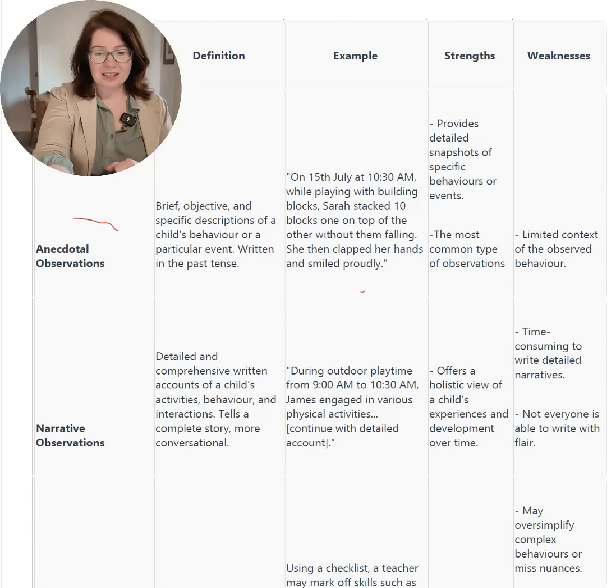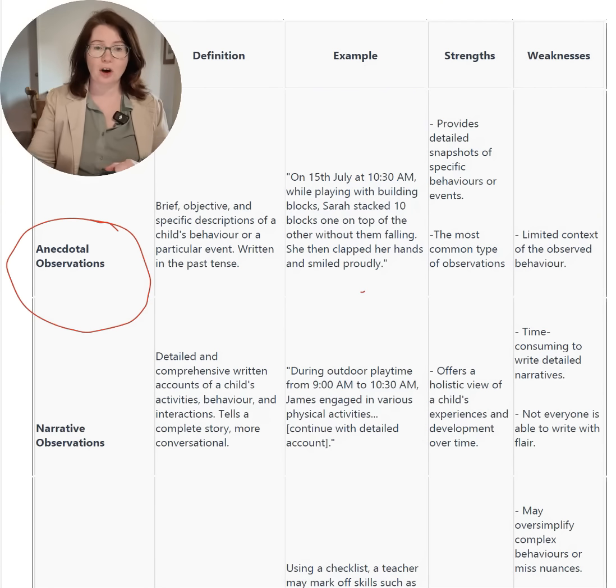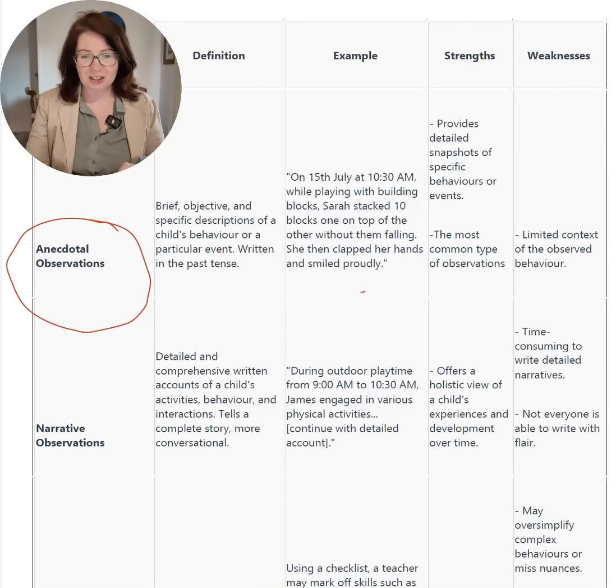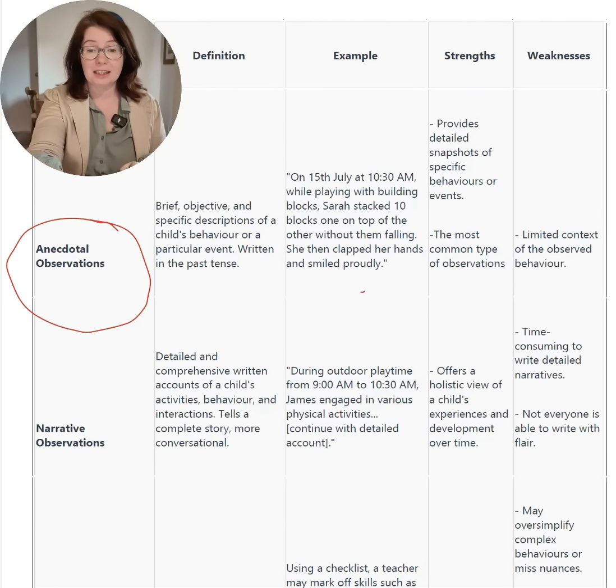Anecdotal observations are the most common type of observations. That's a brief, objective, specific description of a child's behavior, their play, their learning, some particular event. The key here is that it's written in the past tense.